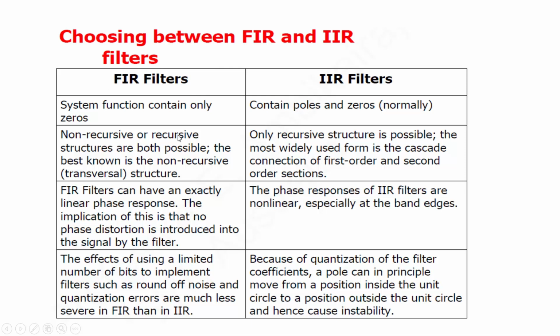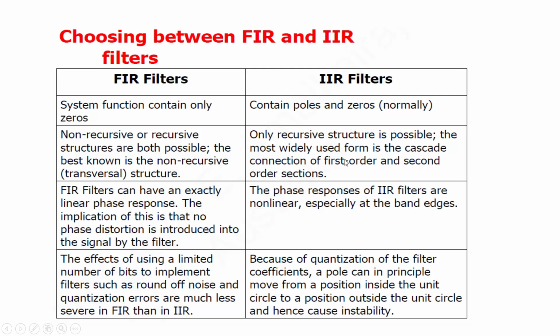This is a table showing the comparison corresponding to the FIR filters. We know that the system function contains only zeros, which we have already seen in the transfer function, and IIR filters contain both poles and zeros normally. FIR filters can be non-recursive or recursive structures, but at present let us concentrate on the fact that FIR filters are non-recursive type of structures, whereas IIR filters are recursive structure filters.